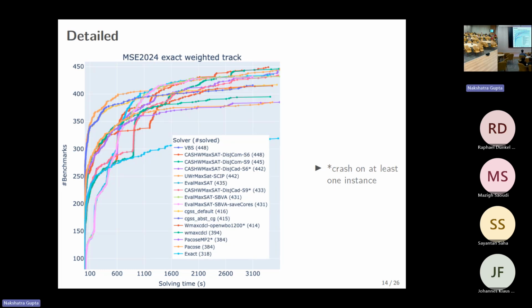In the exact track, there's not that much to do to catch up to the virtual best solver. Cache was doing really good. But as said, we're missing an implicit hitting set solver this year. So it might be that with that, we could push up the virtual best. Still work to do.